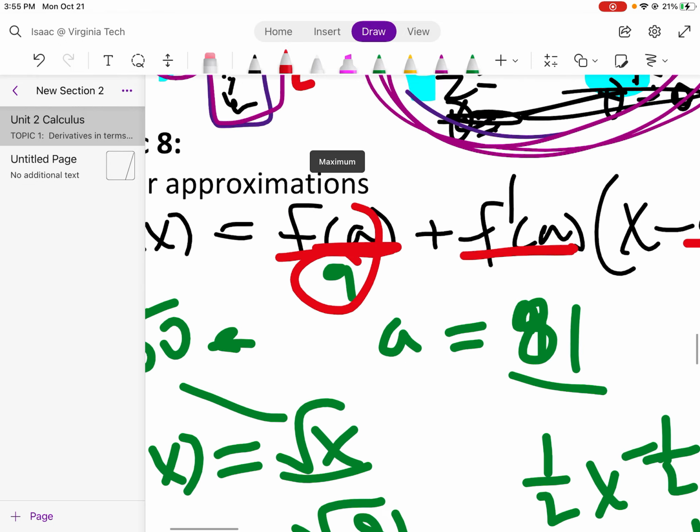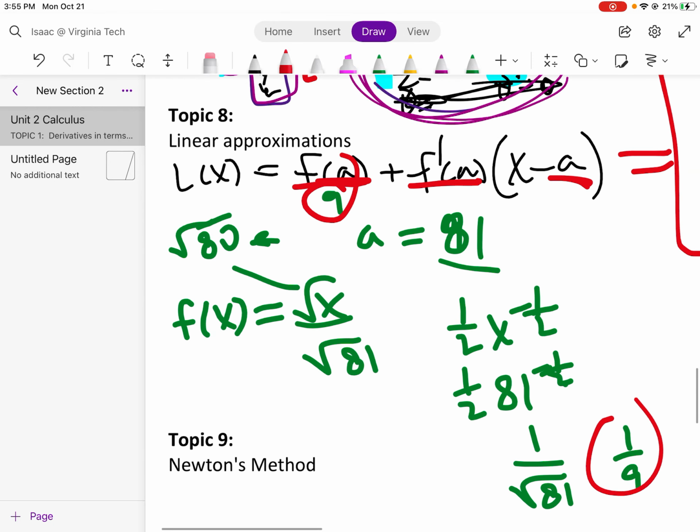So let's refresh what I did. You have to make this equation right here, and that's something you have to memorize. Remember, I say a good way to memorize it is know that it looks similar to the point-slope formula. So what are the 3 things we had to find? We had to find a. Sometimes this will be given to you, but this time it wasn't, and I chose 81 because we know what the square root of 81 is, and it's close to the square root of 80.